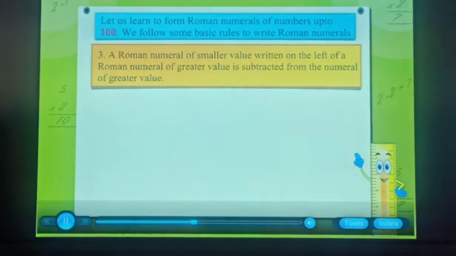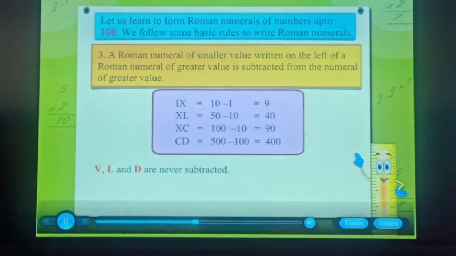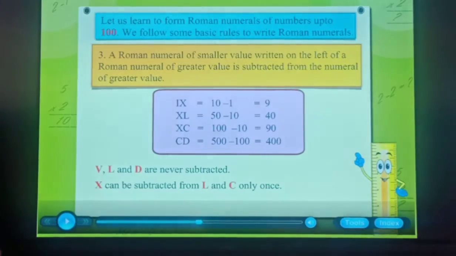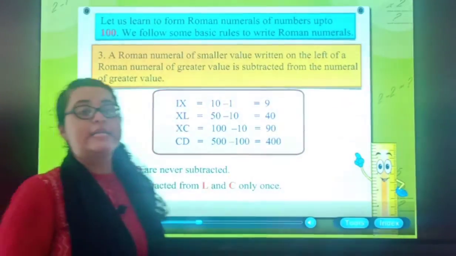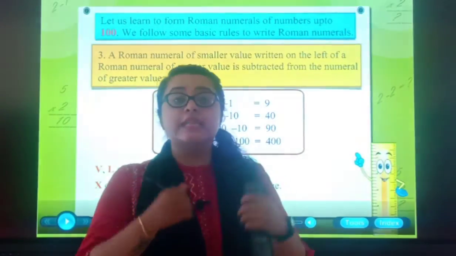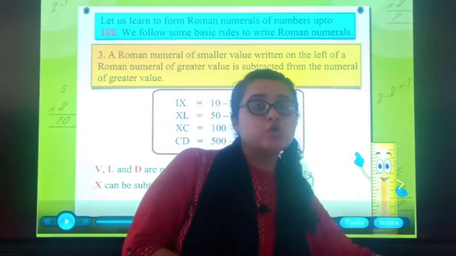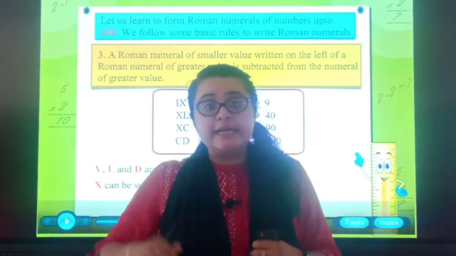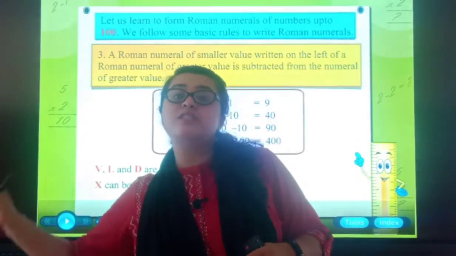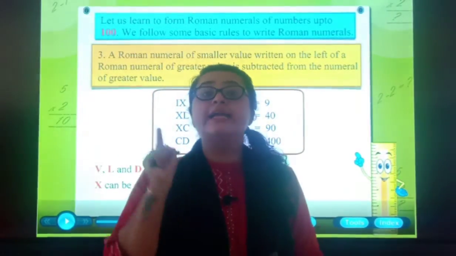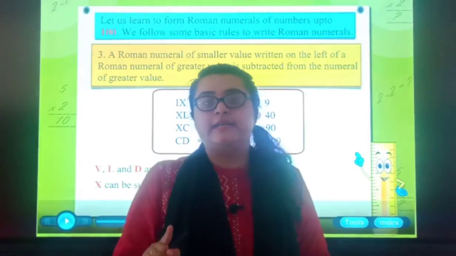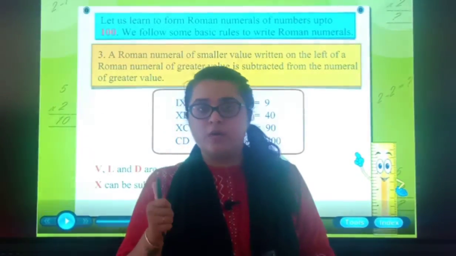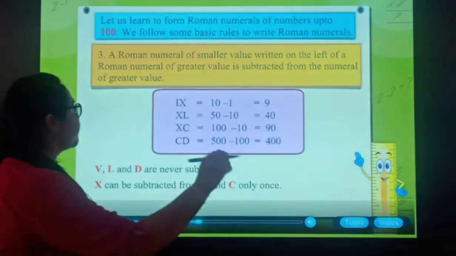A Roman numeral of smaller value written on the left of a Roman numeral of greater value is subtracted from the numeral of greater value. V, L and D are never subtracted. See, the second point was that अगर ग्रेटर नंबर की राइट हैंड साइड अगर कोई स्मॉलर होगा तो it will be added, but now अगर ग्रेटर नंबर की लेफ्ट हैंड साइड अगर कोई भी स्मॉलर न्यूमरल होगा, that numeral will be deducted. Deducted means subtracted.